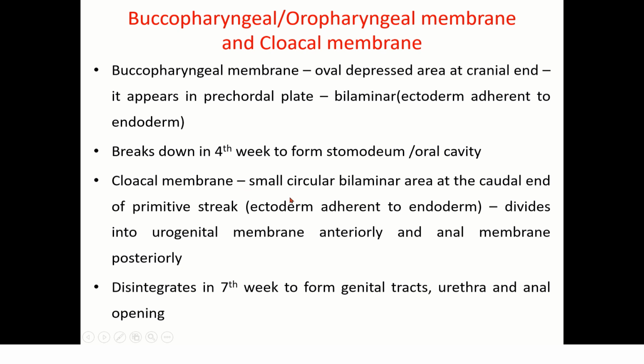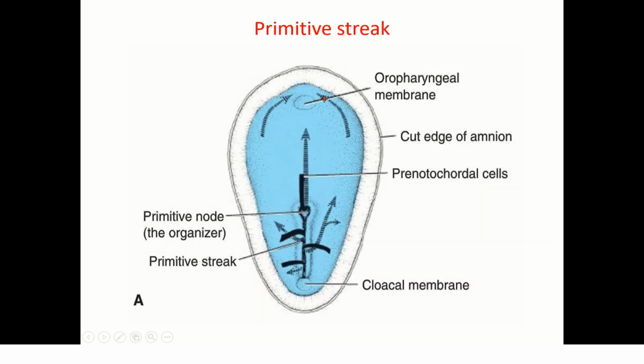Cloacal membrane, again a small circular bilaminar area at the caudal end of the primitive streak. Ectoderm is adherent to endoderm. So it divides into the urogenital membrane anteriorly and the anal membrane posteriorly. It disintegrates in the 7th week to form genital tracts, urethra and anal opening. You can see here, this is the oropharyngeal membrane or the buccopharyngeal membrane, and this is the cloacal membrane.